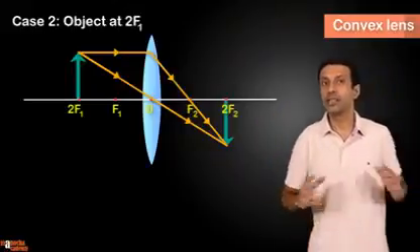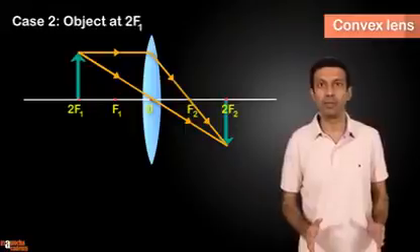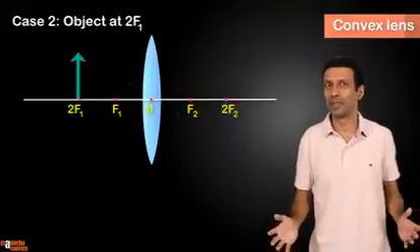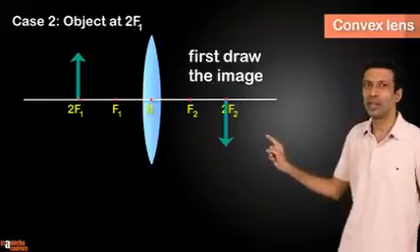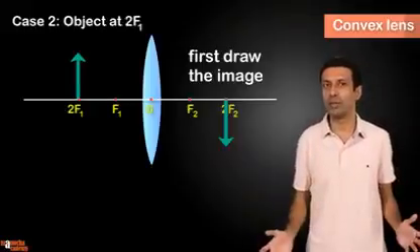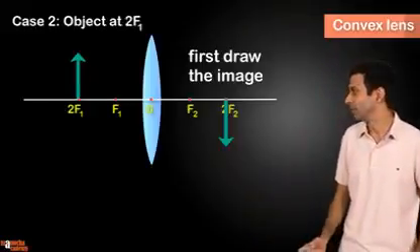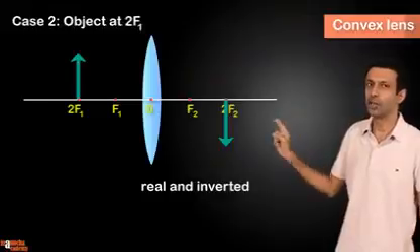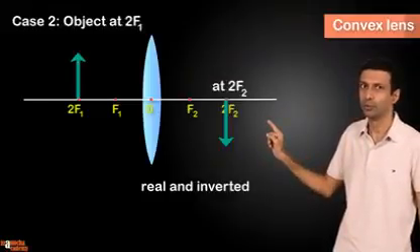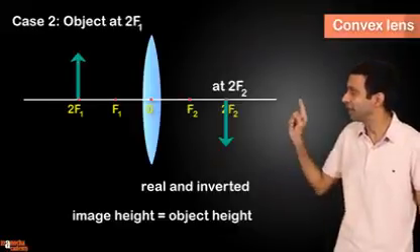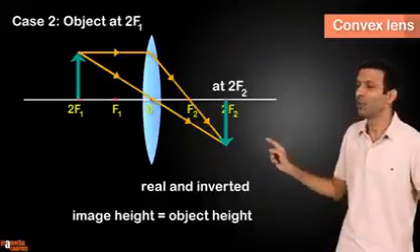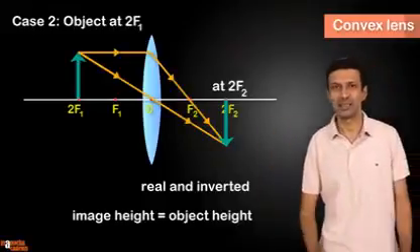So to avoid such errors, an important exam tip for this case 2 is to use the cheating trick, which is first draw the image and then you draw the rays. Since we know all the properties of the image, we can easily draw it here. It's a real and inverted image, and this image is going to be exactly at 2f2, and the image height is exactly equal to the object height. So once you've drawn the image, you can go ahead and draw the rays.